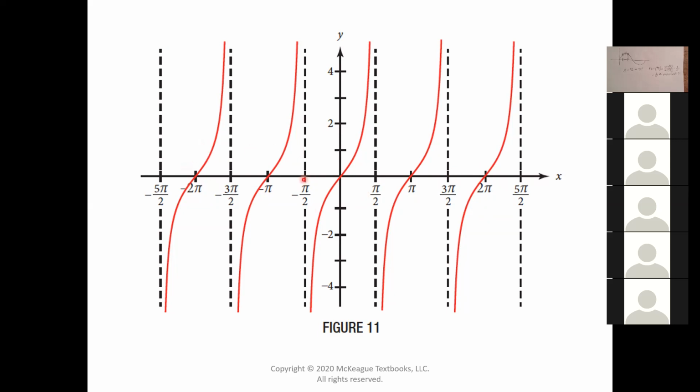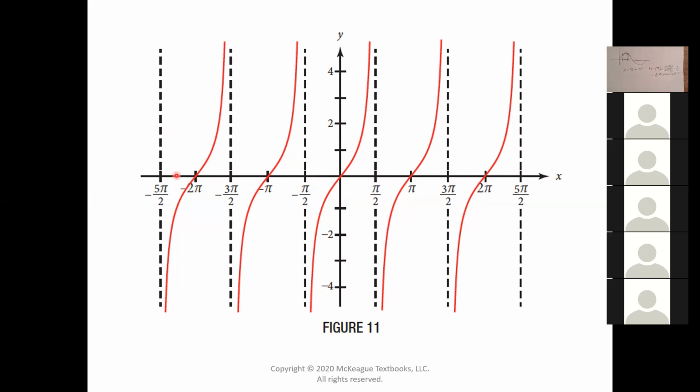Okay. Notice from negative pi halves to positive pi halves, that constitutes 1 period, because the distance between negative pi halves and pi halves is pi radians. And we'll discover that the period of y equals tangent x is pi radians.